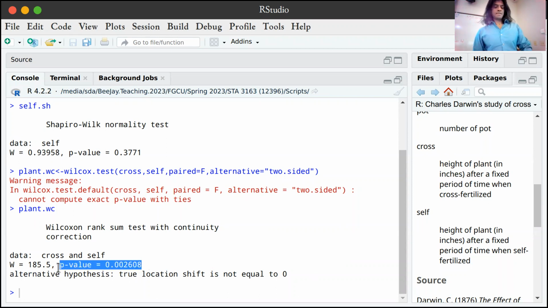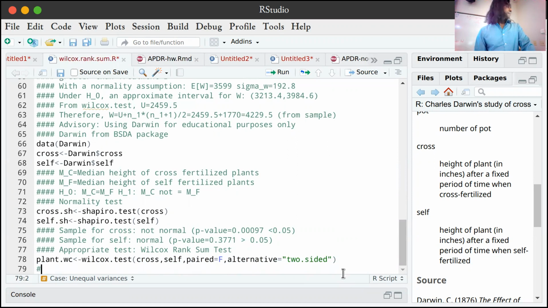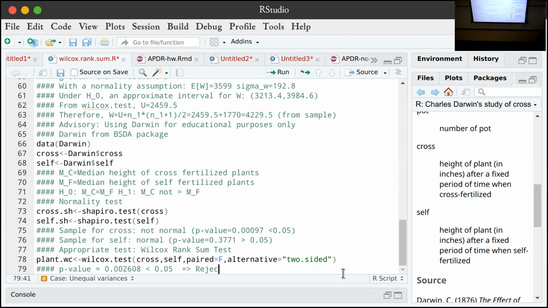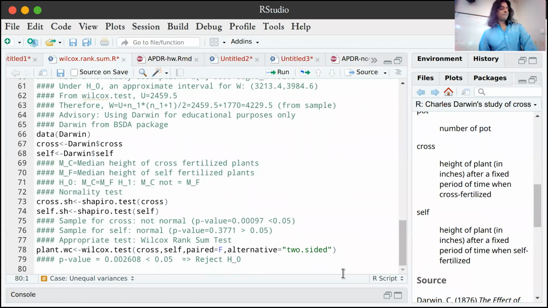The p-value, which is less than 0.05, would imply we reject H0. Anyone can do this, but you should know how to explain this to people. Interpreting and understanding is important. How would I explain this? Well, let's do it in the next slide.